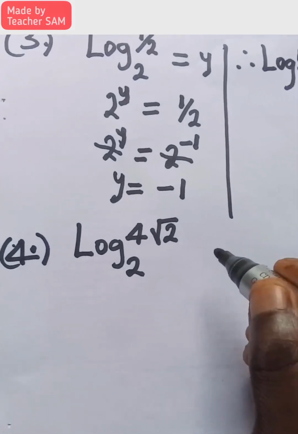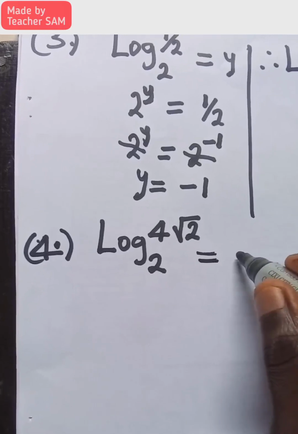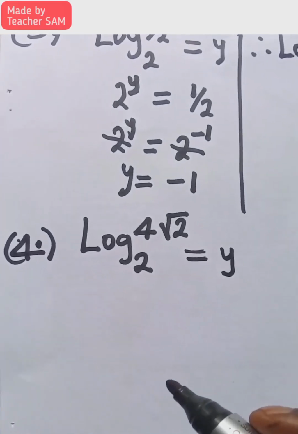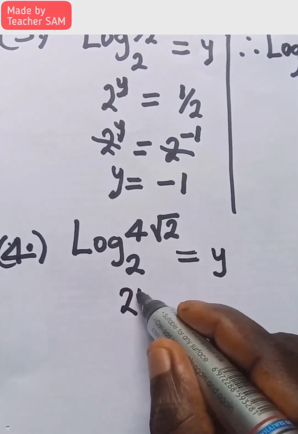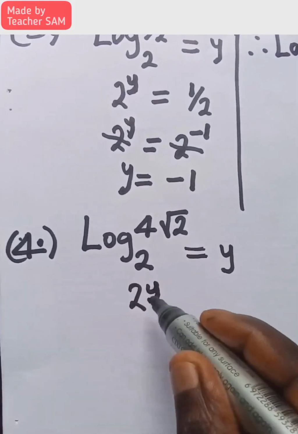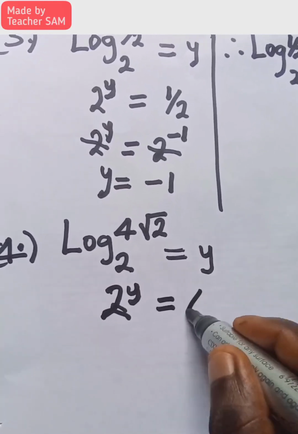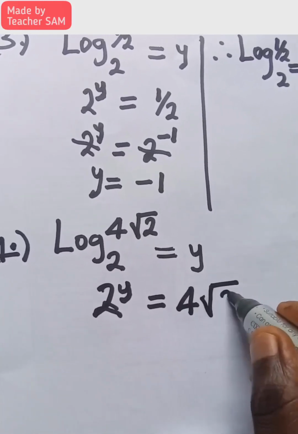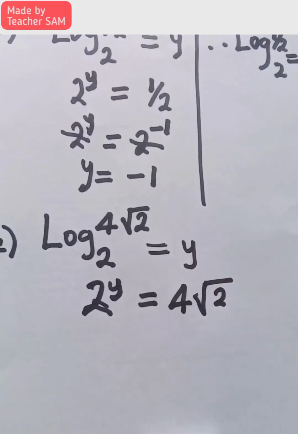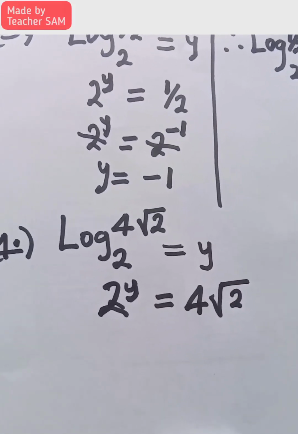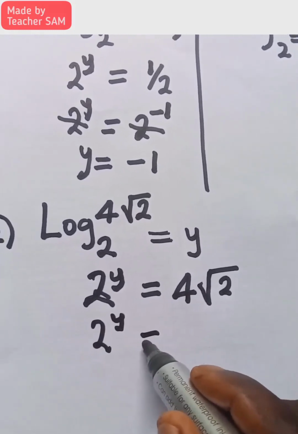So let's look at the next question, question 4 rather. We have this. So let's say this should be equals to y, since we are using y. Now we use this 2 raised to power y, that is 2 raised to power y, equals to 4 root 2. Now what do we do? This is still 2 raised to power y we have there, equals to.